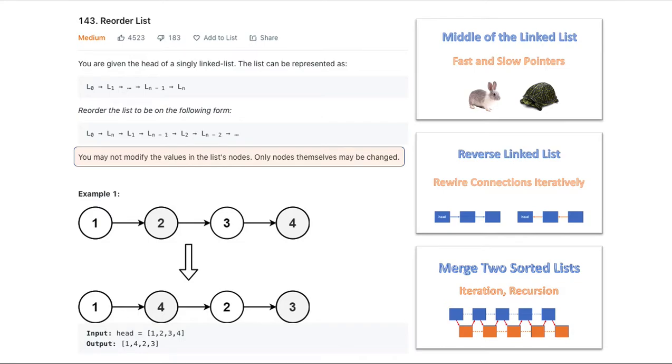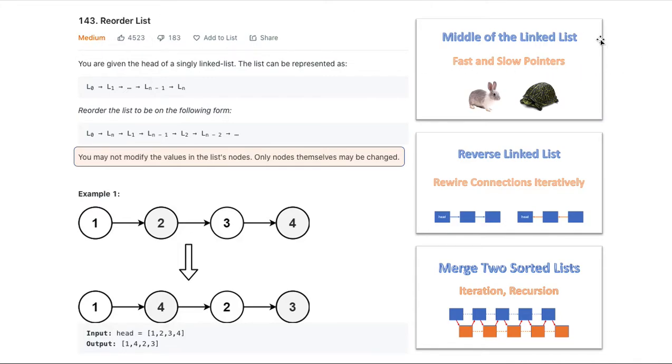Specifically, this question gives you the head of a singly linked list, asks you to reorder the list as the following, and asks you just to rewire their connections but not modify the values in the list nodes. As mentioned, this question is actually testing your ability to leverage and combine previously learned techniques to solve a medium level difficulty question like this.